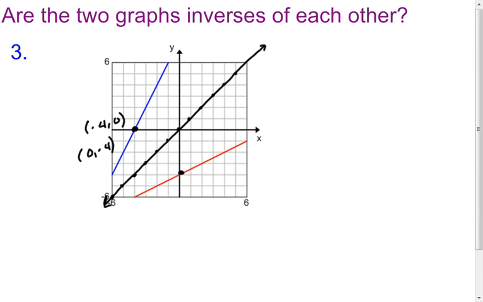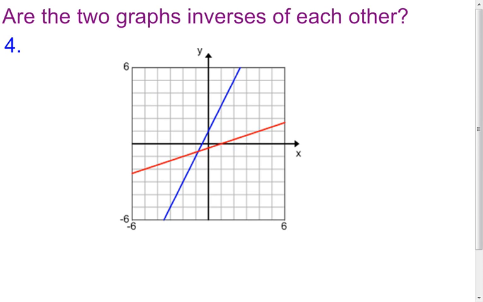So that's good. I can check this point right here, another good one to check, and that would be the point (-2, 4). If I switch (-2, 4), clearly it's (4, -2). And the question is, is (4, -2) on the red line? And (4, -2) is on the red line, right there. So most likely they are inverses of each other, and they are, because you can fold this and they will end up on top of each other.